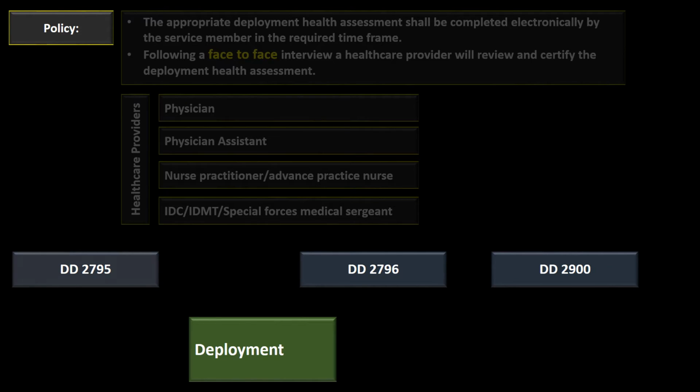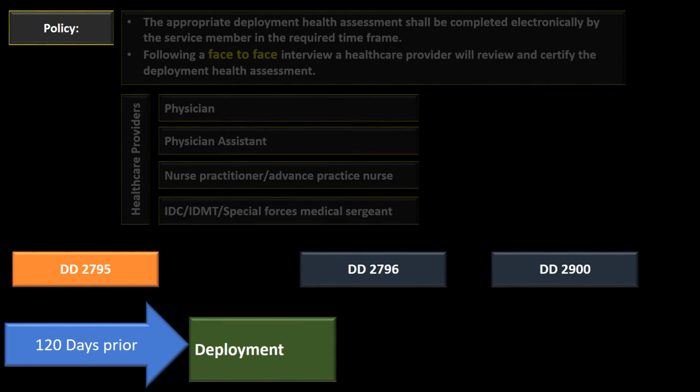Your pre-deployment health assessment, your DD 2795, the window to do that is when you're within 120 days of the deployment. You don't want to do it 125, 180 days out. You want to be within 120 days to the deployment. Within 120 days prior to deployment, you're going to do your DD 2795, which is your pre-deployment health assessment.